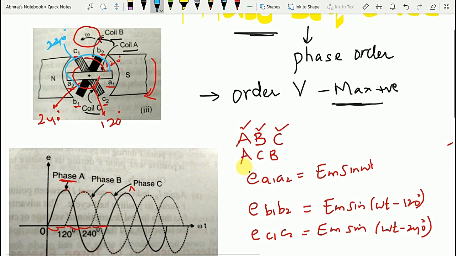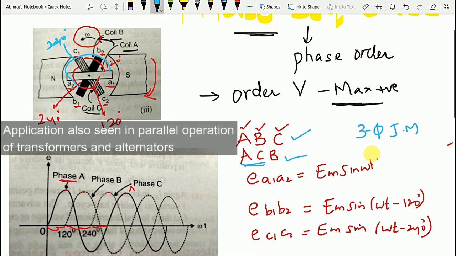So the phase sequence will be in this fashion: A, C, B. Since the alternator can be rotated in either clockwise or anti-clockwise direction, there can be only two possible phase sequences, ABC and ACB. An application of phase sequence is the three-phase induction motor: the phase sequence of the supply determines whether the motor runs in clockwise or anti-clockwise direction.